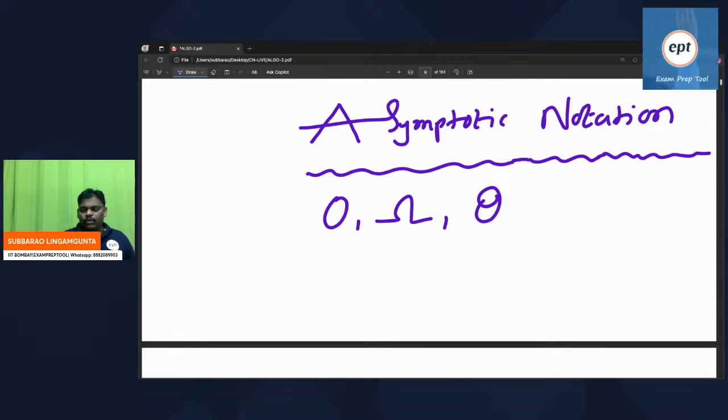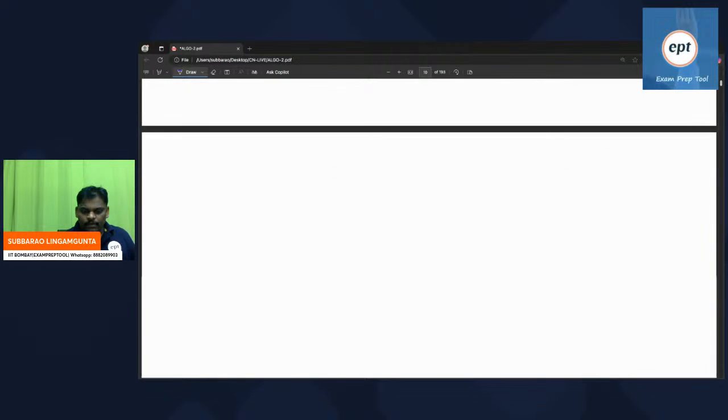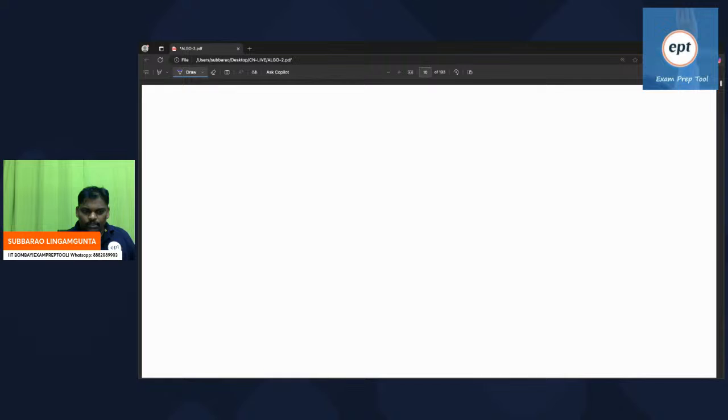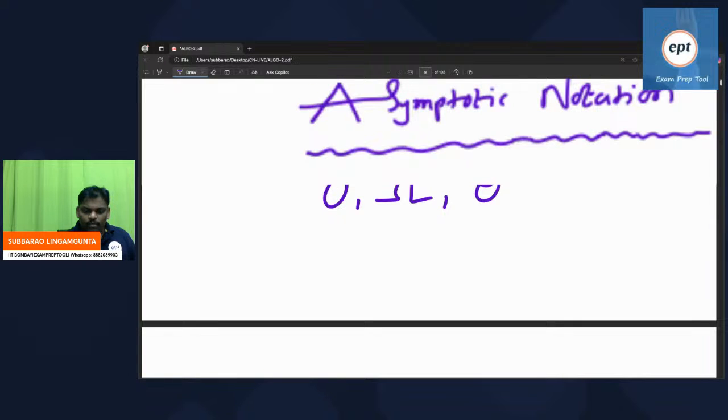Asymptotic notation is the topic name: big O, omega, theta. We are going to discuss these three things. Yeah, let's write the big O notation. But before going to all these three, let me write one small line.